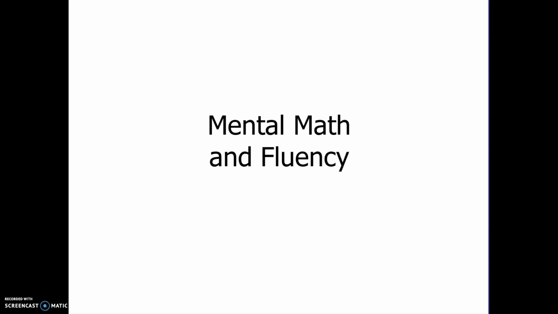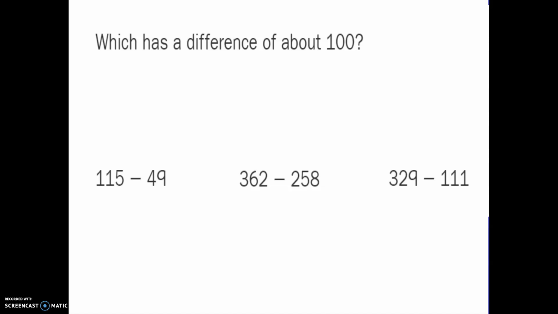But first, a little mental math and fluency, and we did some problems like this the other day, which has a difference of about 100. Well, I know that I can do my rounding to the nearest 10 or the nearest 100, so that's always an option. But sometimes I can look at just the first digit in the number. And I have a 1 in the hundreds place and a 4 in the tens place. And I can think, well, that's about 100 minus 50. And 100 minus 50 is 50, so that's not going to work. I can look at the 3 in 362 and the 2 in 258 and think, well, 300 minus 200 is 100, so that's an option.